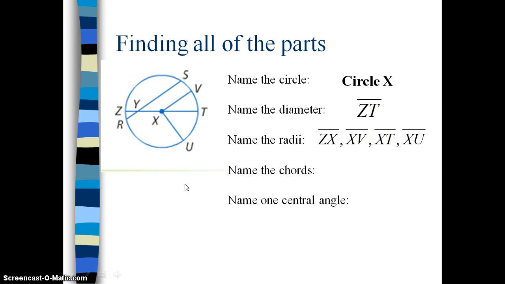Name the chords. ZT is a chord in addition to being a diameter, and so is RS. RS is a chord. Name one central angle. So an example would be angle VXT. You could name TXU, UXZ, ZXV. Any of those would be central angles as long as they have X in the middle of the name.